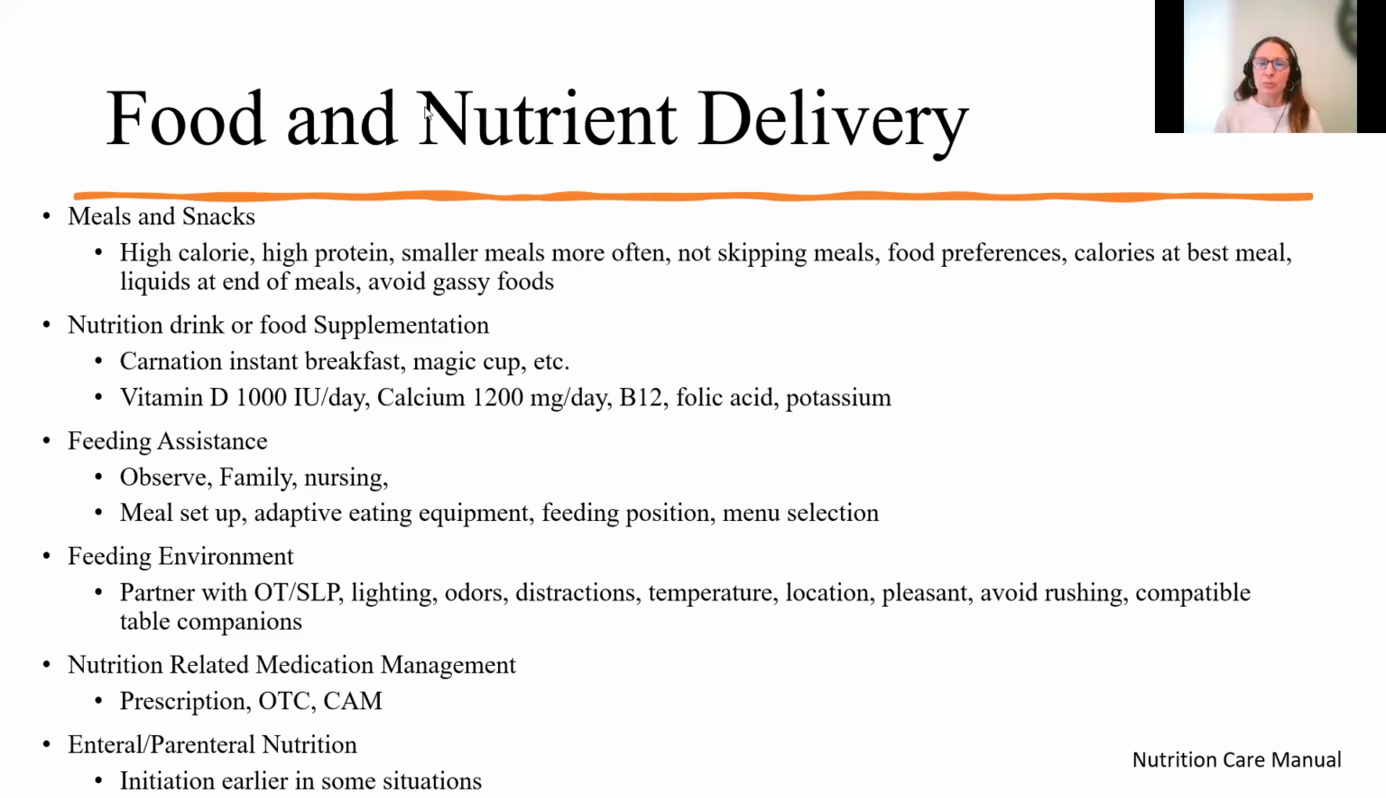Do they need help with meal setup? Do they need some adaptive equipment to help with their dexterity? What position are they sitting at, if they're sitting up, or are they kind of slouched over in their bed, making it really hard to reach the tray? Menu selection. Do they just need help selecting from the menu? Maybe they keep getting the general food meal for the day and there's something they really don't prefer about it, but if they would just make a little shift, then that would be helpful.